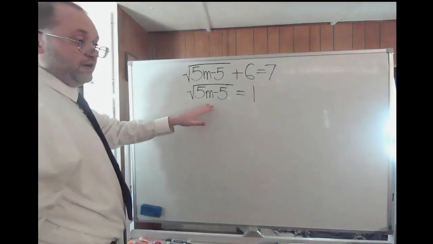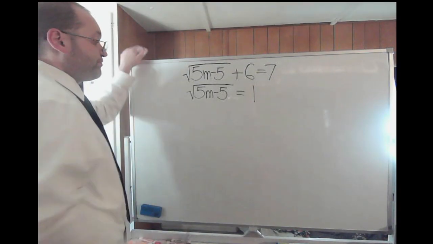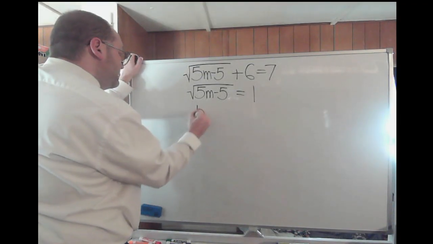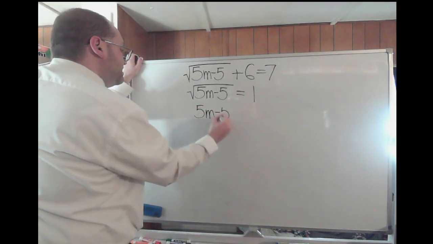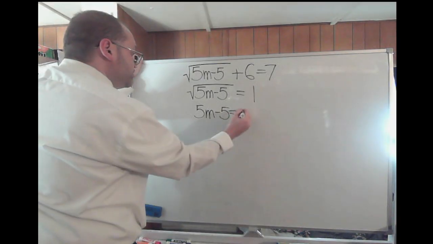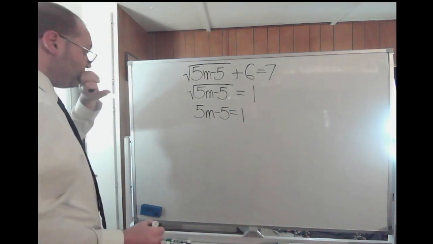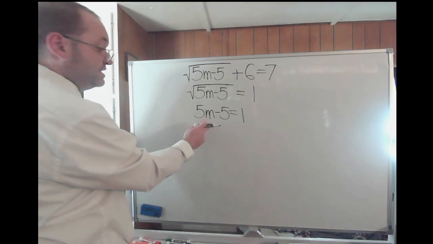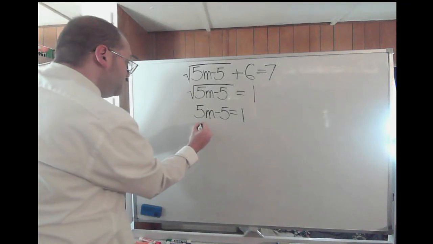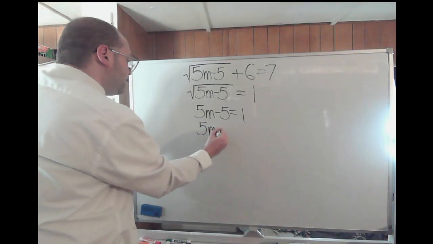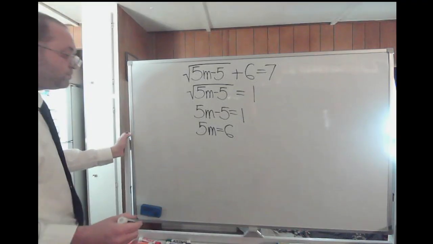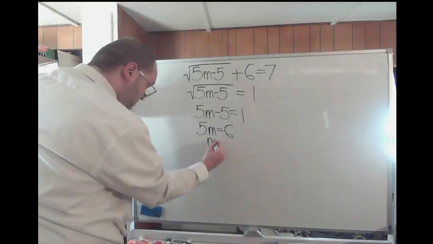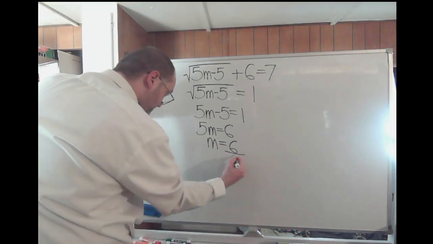We want to get rid of the square root on the left side and simply get 5m minus 5, so we have to square both sides. If we do that, you'll get 5m minus 5 equal to 1 to the second power, which is just 1. Now we need to get 5m by itself, so we add 5 to both sides. You'll get 5m equals 6. Then solve for m: divide by 5, and you'll get m equals 6/5.